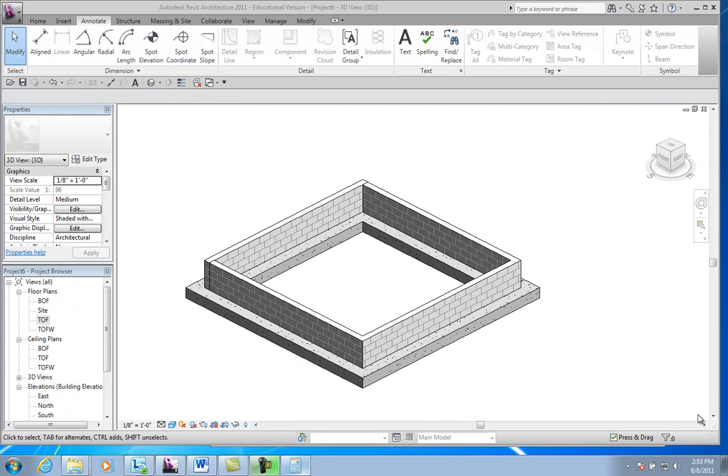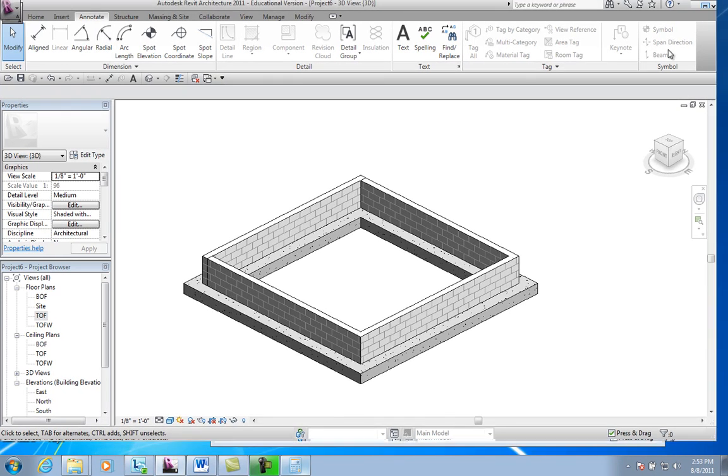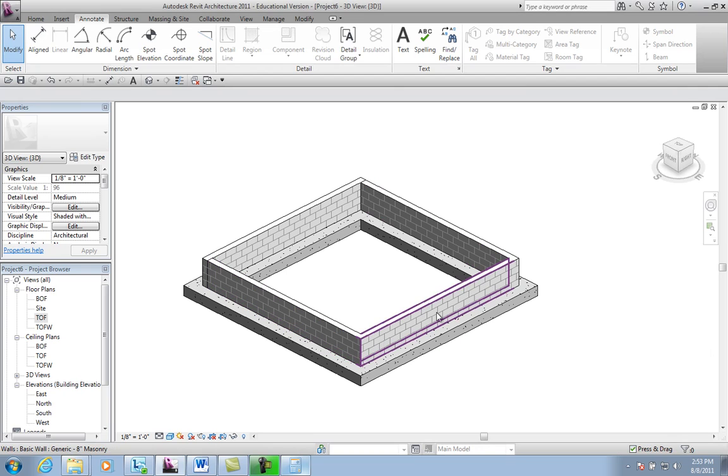Welcome to Project 6. Today in Project 6 we're going to learn how to estimate how many blocks we need, as well as mortar, and we're going to do grout too. This is going to be a two-part movie, so you're going to have two different movies you're going to open up to do this project.